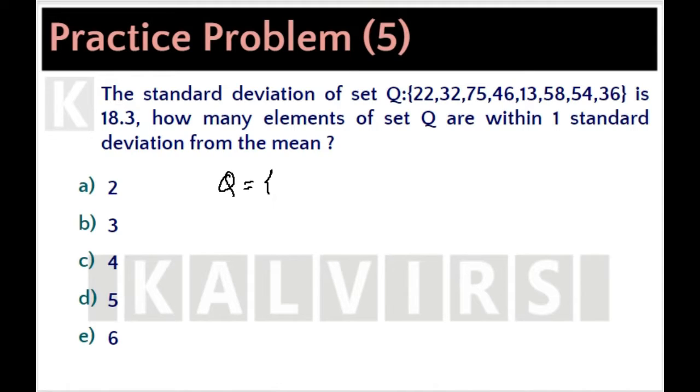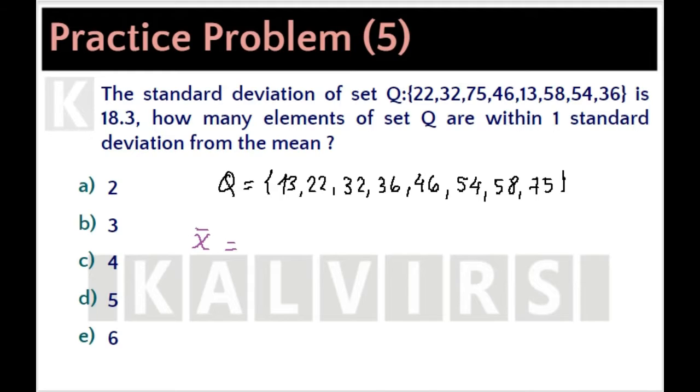First of all, we need to rearrange all the values in increasing order: 13, 22, 32, 36, 46, 54, 58, and 75. We have here 1, 2, 3, 4, 5, 6, 7, 8 different numbers. Second of all, we need to find the mean of the set. The mean of the set is the sum of all these numbers over 8.